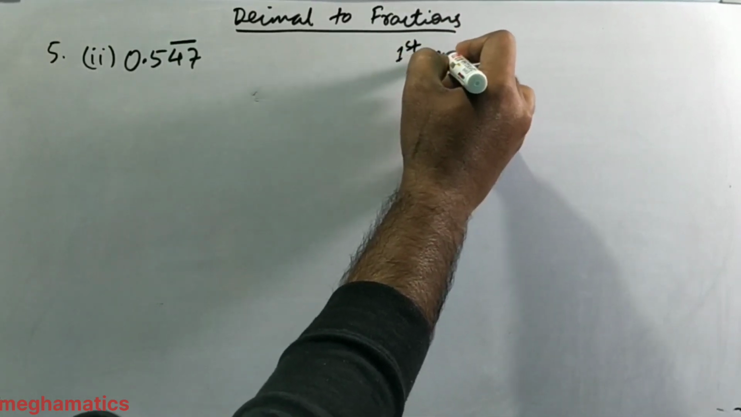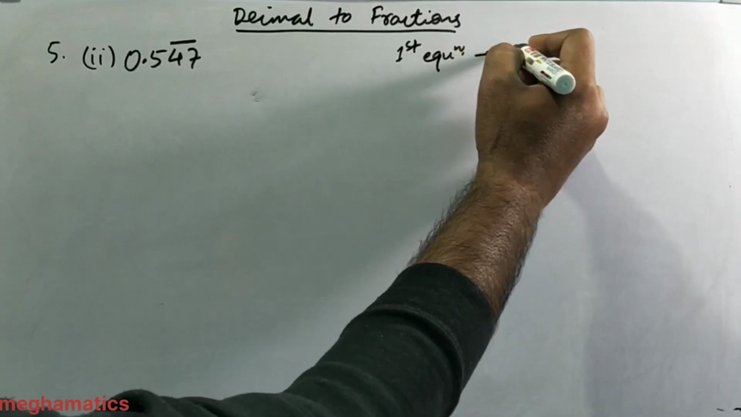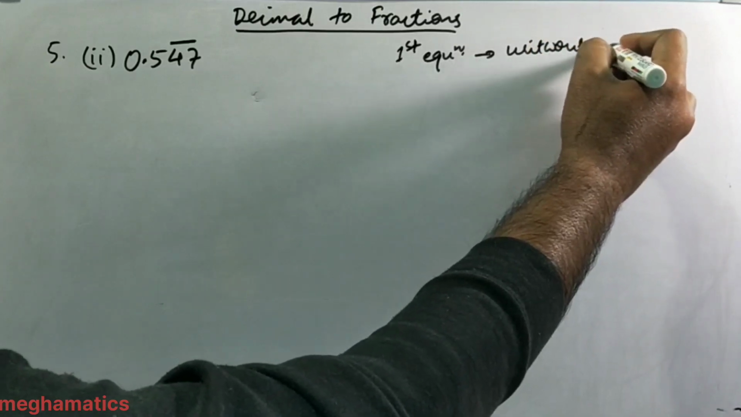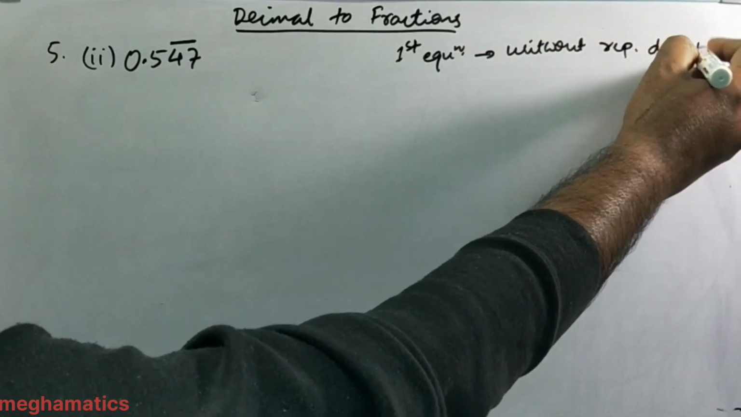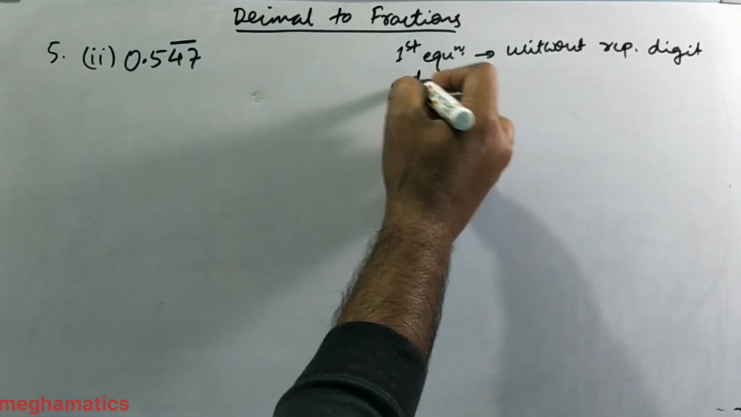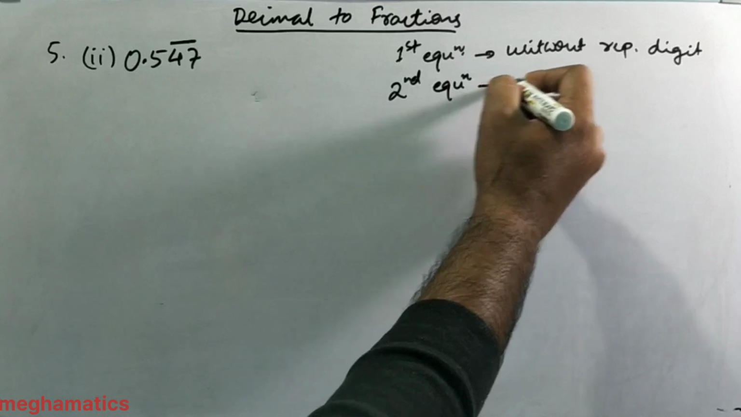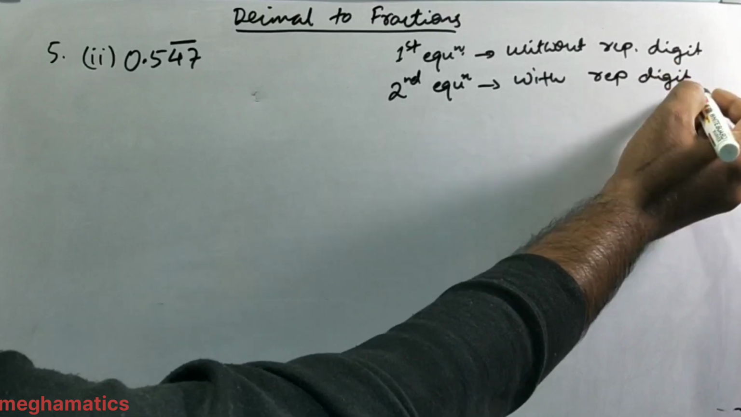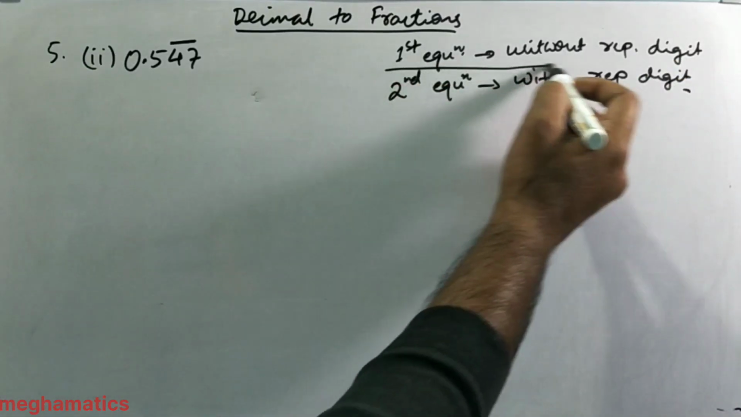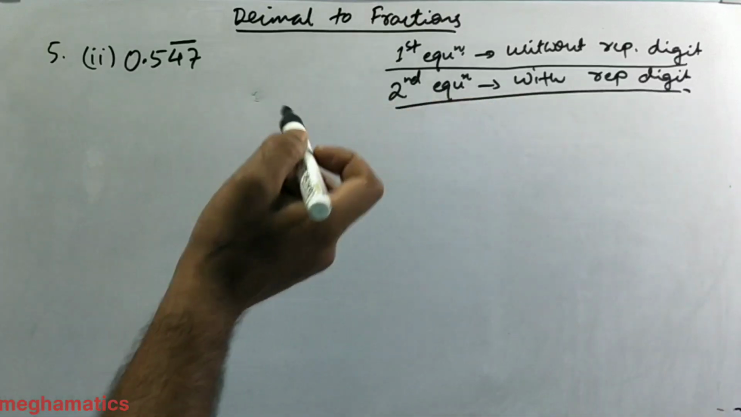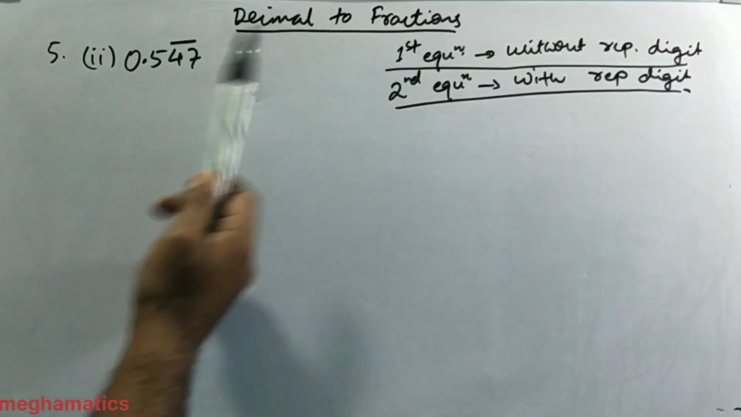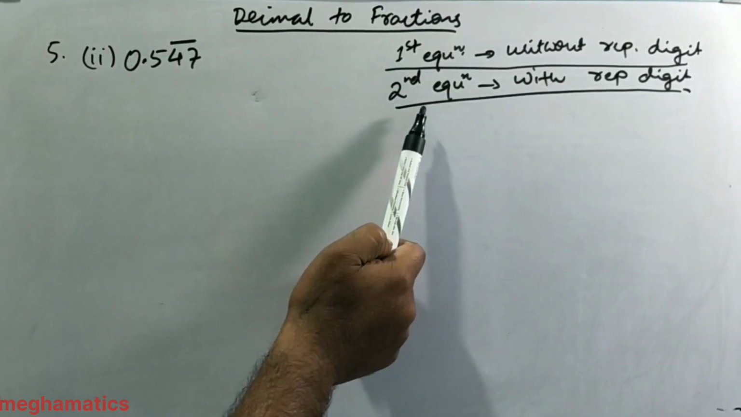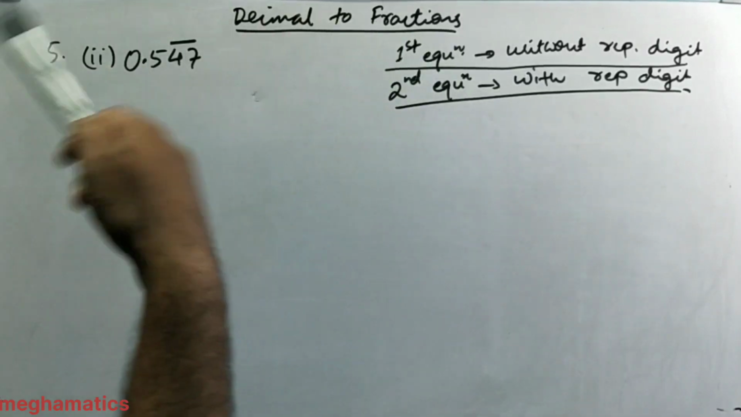In the first equation we'll take it without the repeating digit. In the second equation we'll take it with the repeating digit. So these are the two conditions we will follow. We'll make two equations here, and in the first equation, before the point, the number will be without the repeating digit, and in the second equation, before the point, the number will include the repeating digits.